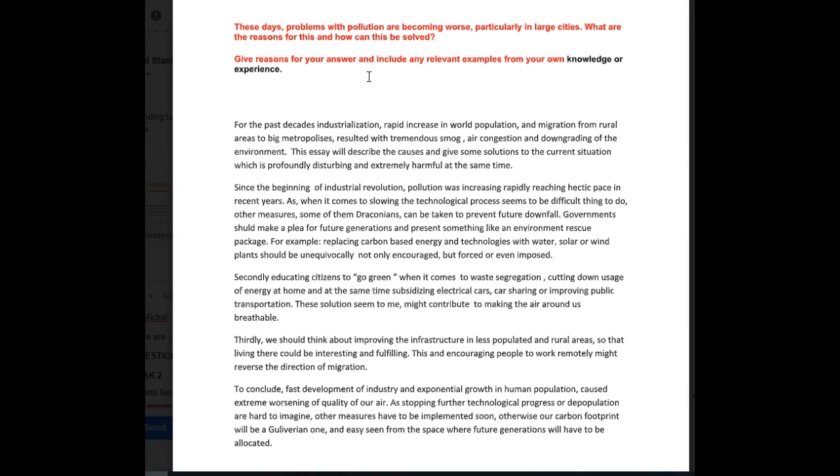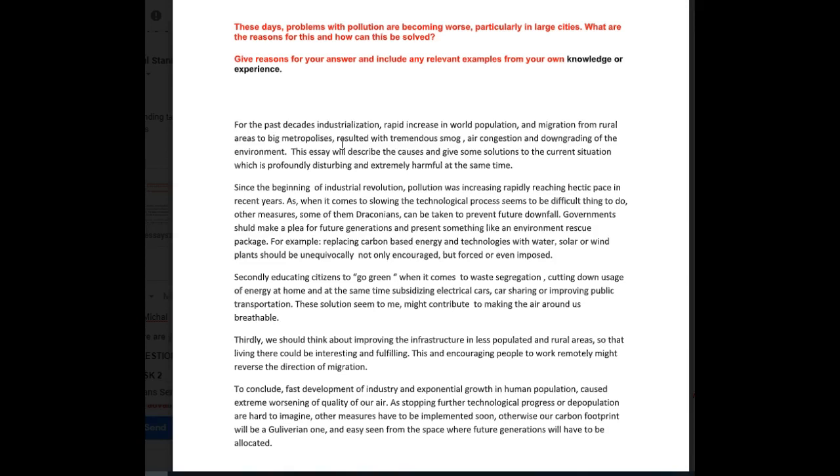For the past decades, industrialization, rapid increase in world population, and migration from rural areas to big metropolises has resulted in tremendous smog, air condition, and downgrading of the environment. This essay will describe the causes and give some solutions to the current situation, which is profoundly disturbing and extremely harmful at the same time. Okay, so far so good.